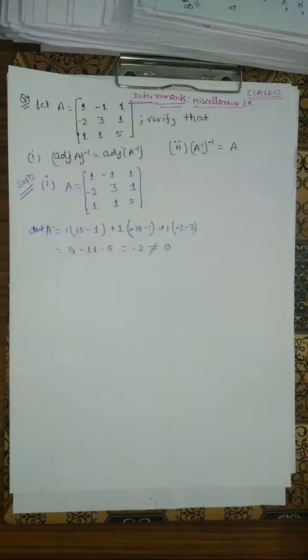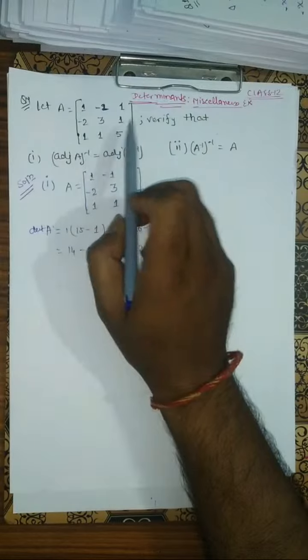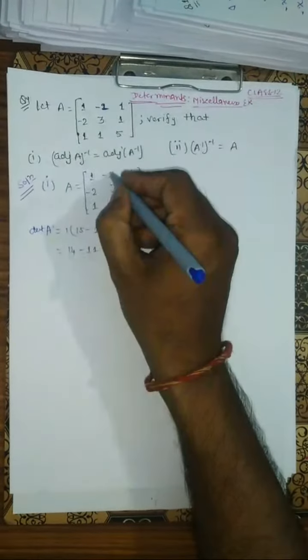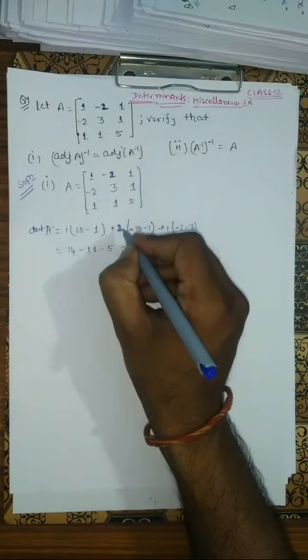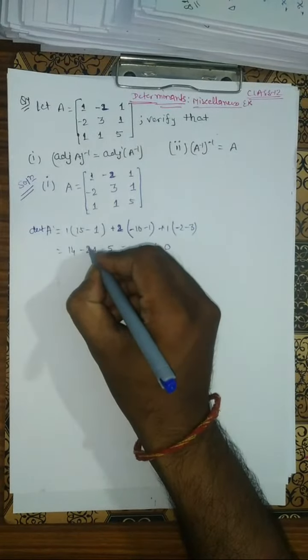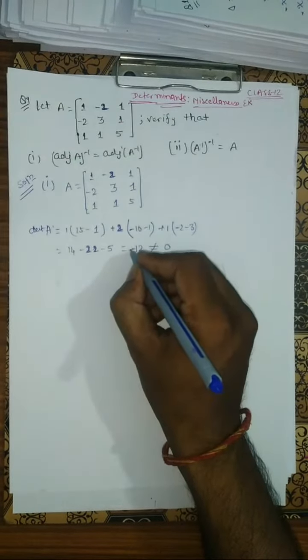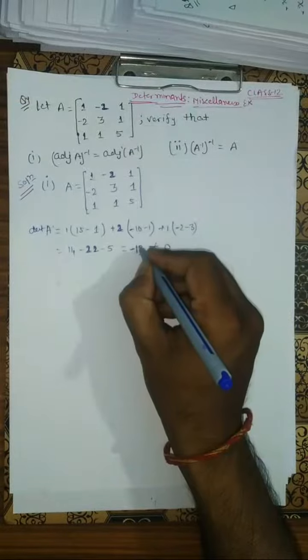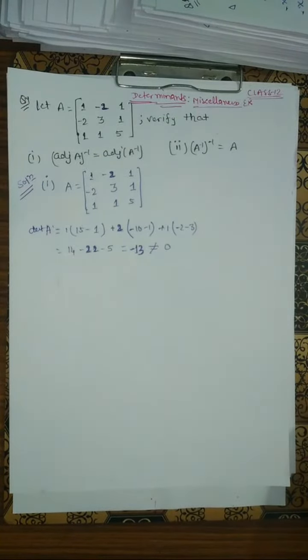just a moment बच्चों, 1 minus 2, sorry, minus 2 and 1, minus 2 3 1 1 1 5. So ये minus 2 and 2, 22. So बच्चों is minus 13. So A inverse is exist.